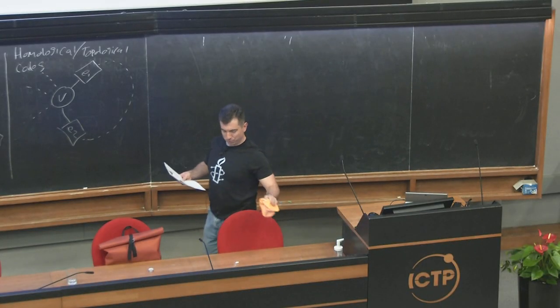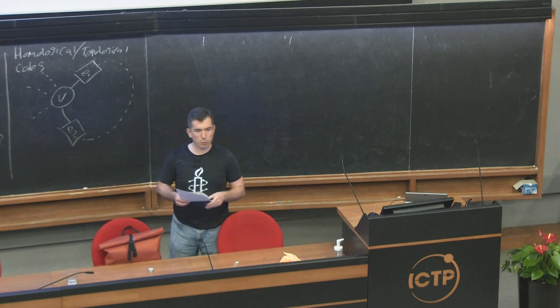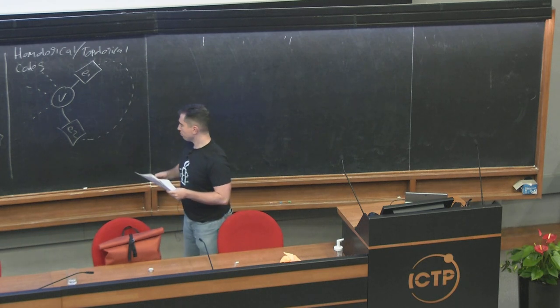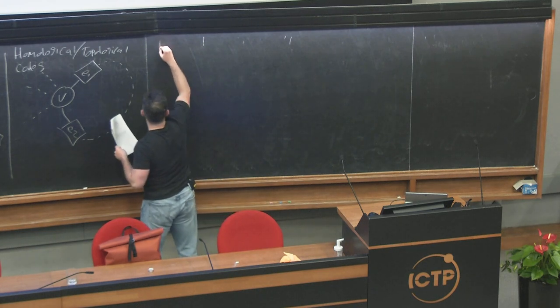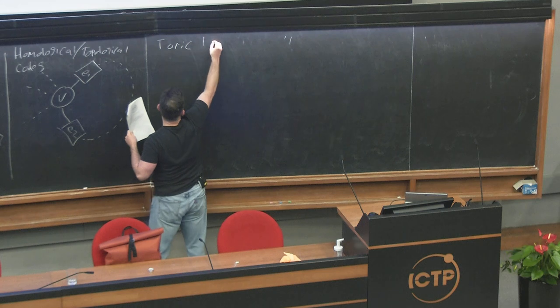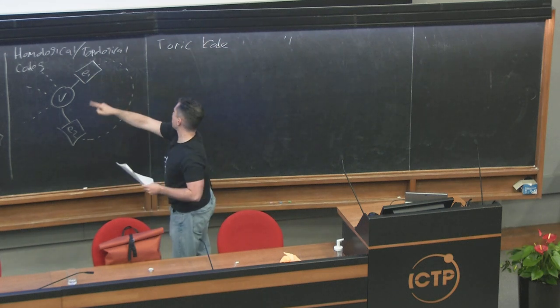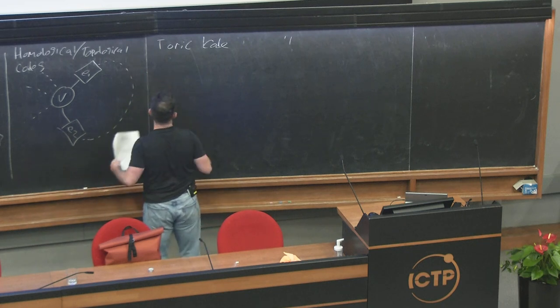Let us imagine that the graph we select is going to be a square tiling of a torus. Toric code. There's a bunch of algebra that I should put here, but this diagram more or less captures everything.